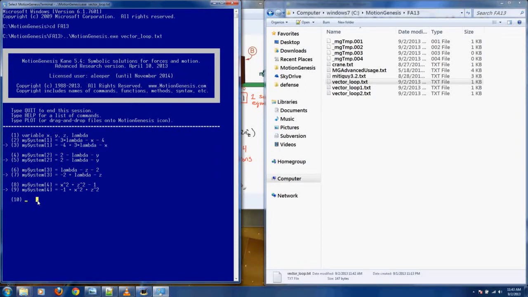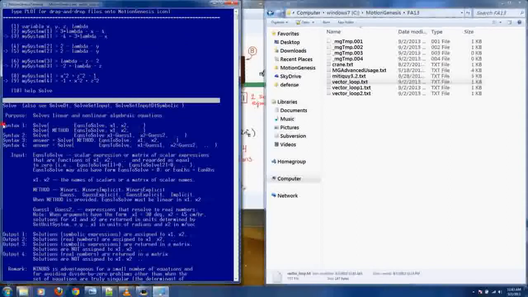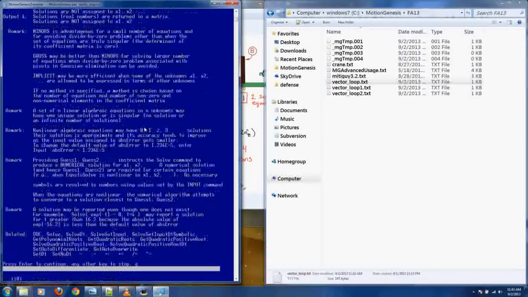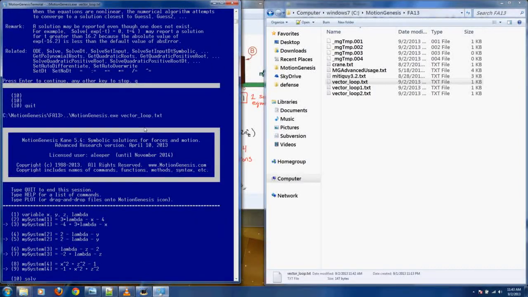Sometimes at this point it's nice to proceed interactively if you're not sure what to do next. What we want to do is solve the system of equations. So let's see if MotionGenesis has a solve command. And indeed it does. If we look here at the syntax lines, we can see that there are several different ways to call solve. But they all basically take a set of equations to solve, and then some information about what variables to solve for. So if we run our program again, here we can proceed interactively and type solve my system, and then say that I want x, y, z, and lambda.